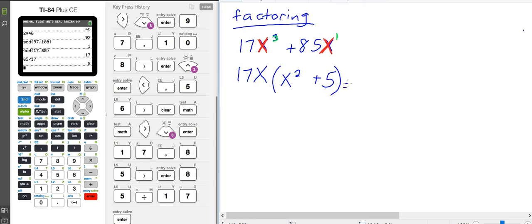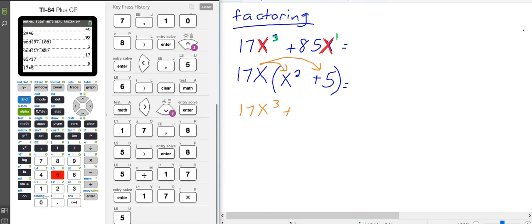Now let's make sure we got it right. We're going to redistribute. 17x times x squared is 17x cubed, plus 17x times 5. Let's do it on the calculator. 17 times 5 is 85. So this is 85x. And since we got back to our original question, this is correct.